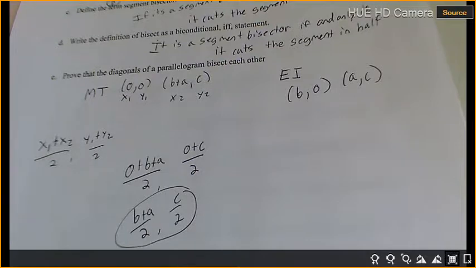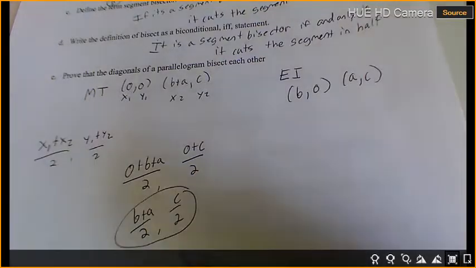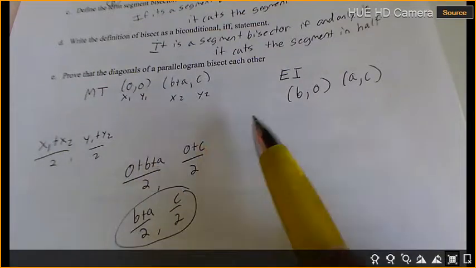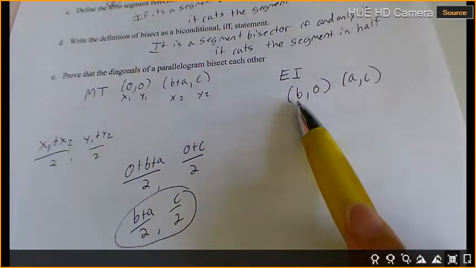Did I say A for C? This is B, 0 and A, C. Yes.